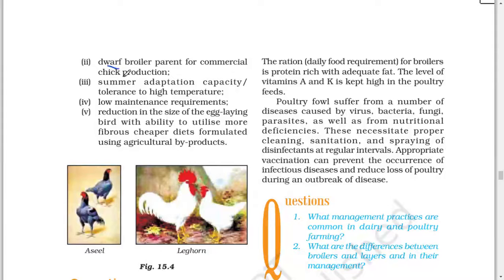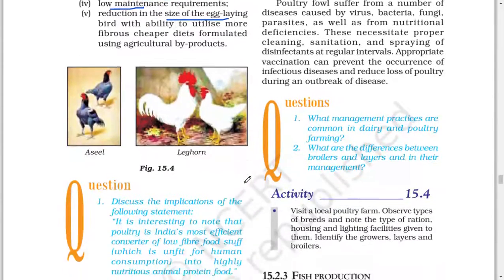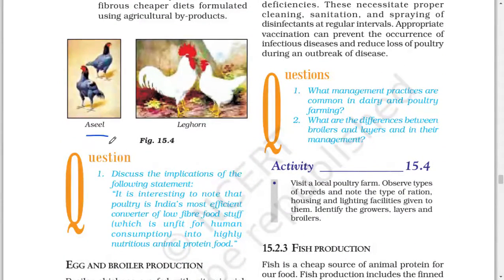Dwarf broiler parents for commercial chick production. Summer adaptation capacity or tolerance in high temperature. Low maintenance requirement. Reduction in the size of egg-laying bird and ability to utilize more fibrous, cheaper diets formulated using agricultural byproducts. This is Leghorn.